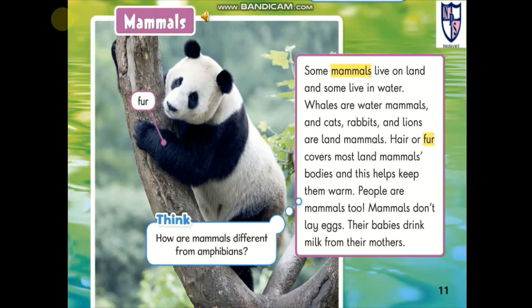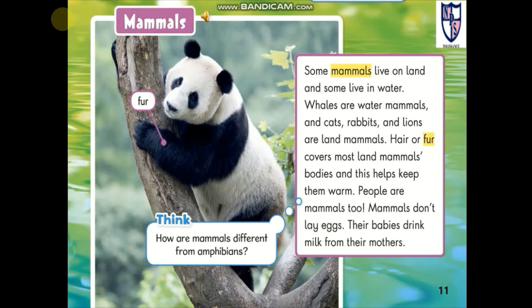Mammals. Some mammals live on land and some live in water. Whales are water mammals, and cats, rabbits, and lions are land mammals. Hair or fur covers most land mammals' bodies, and this helps keep them warm. People are mammals too. Mammals don't lay eggs. Their babies drink milk from their mothers.